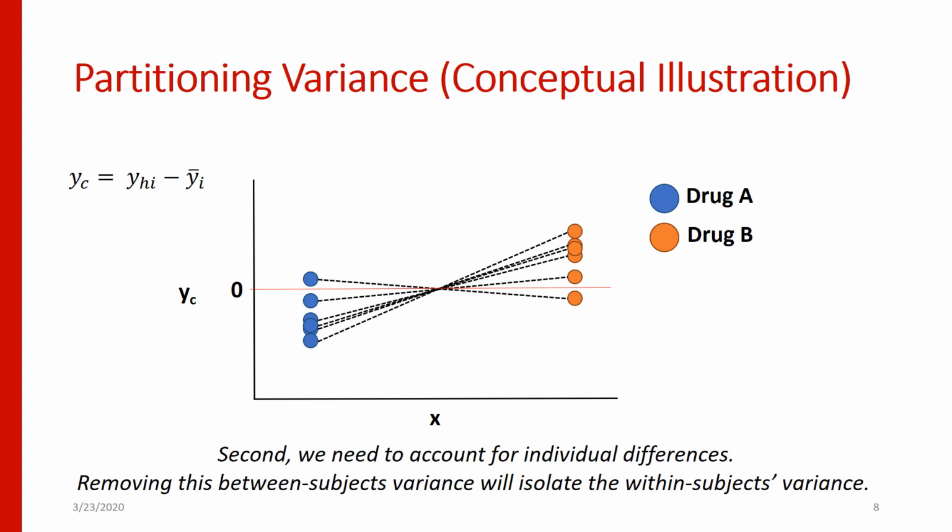So at the average level of x, y sub c is equal to 0, which means that each person is at their average. Now if you have positive values of y sub c, that means you are above average relative to yourself. If you have negative values of y sub c, that means you are below average relative to yourself. And by removing each subject's mean from their data, we can see how that affects the distribution of the data points, and we get this tighter clustering of data points for both drug A and drug B.